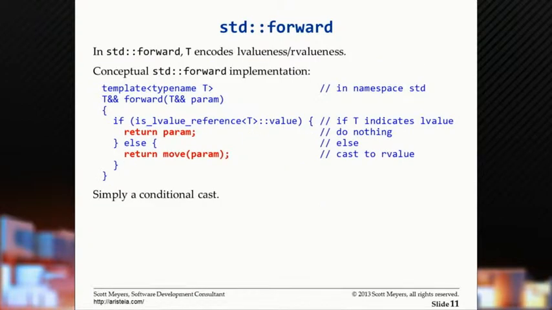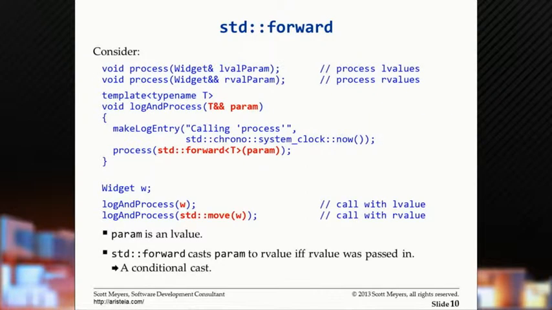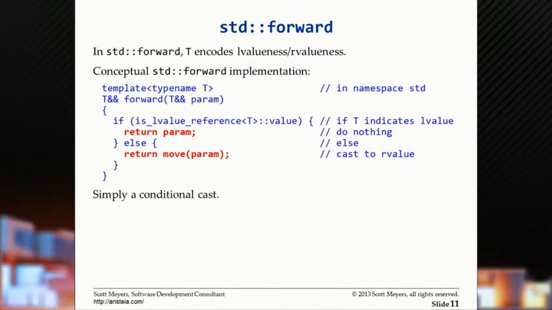It turns out that whether what was passed in was an L value or an R value is encoded in the type parameter that is deduced when we call, what we call forward. No, actually, it's log and process. Sorry. In log and process, the type T will encode whether it got an L value or it got an R value. So what that means is conceptually, we can think of implementing forward as is shown here.